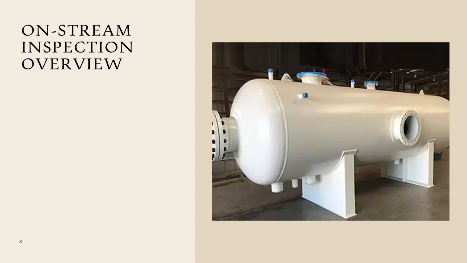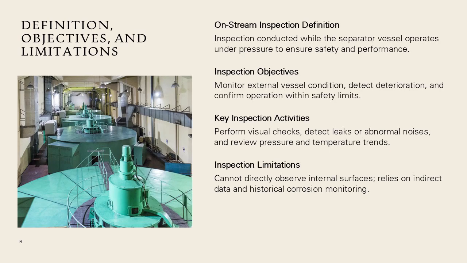Definition, objectives, and limitations. On-stream inspection refers to inspection activities performed while the separator vessel remains in operation and pressurized. The primary objective of on-stream inspection is to monitor the external condition of the vessel, detect early signs of deterioration, and confirm that operation remains within design and safety limits.